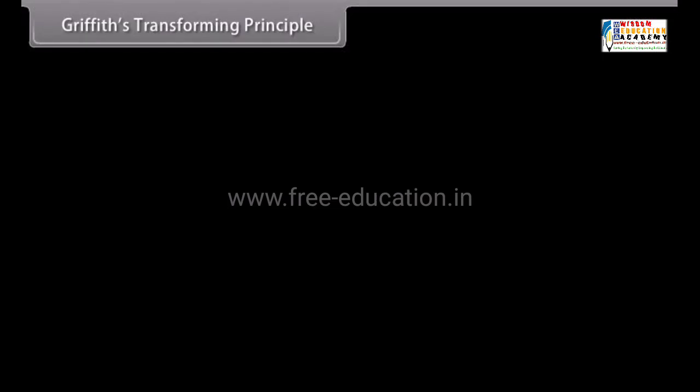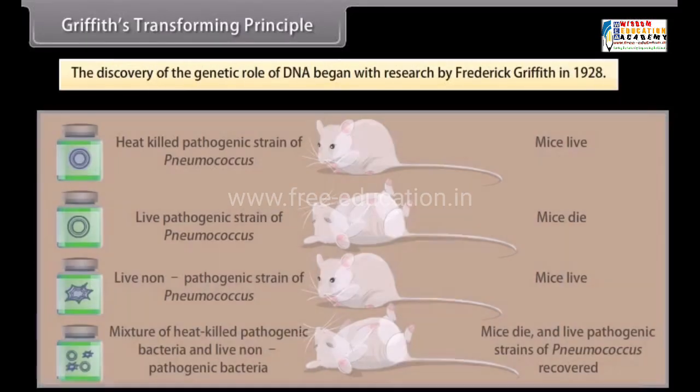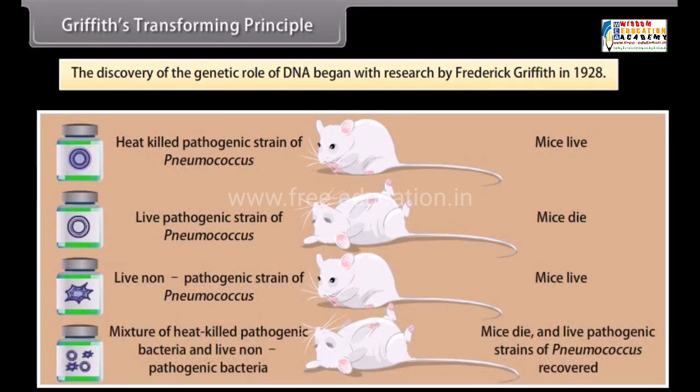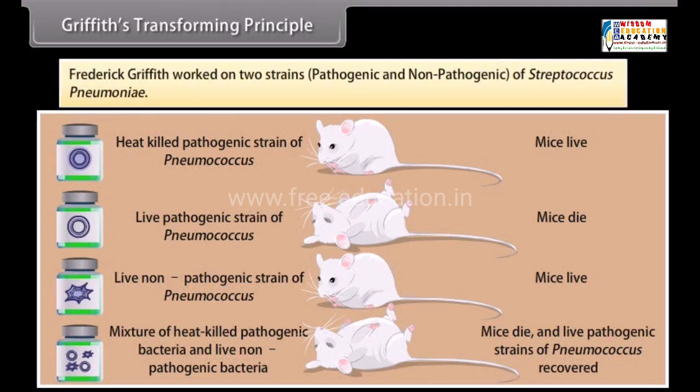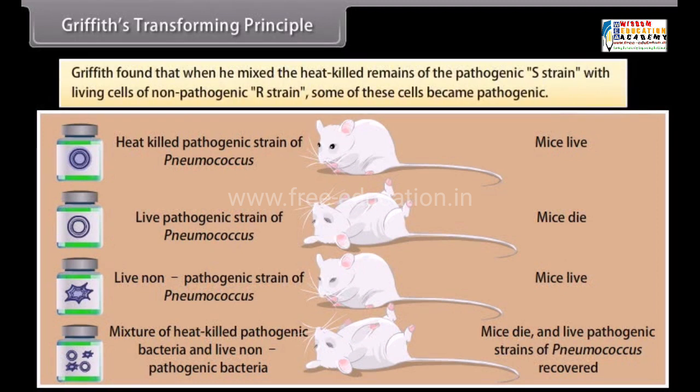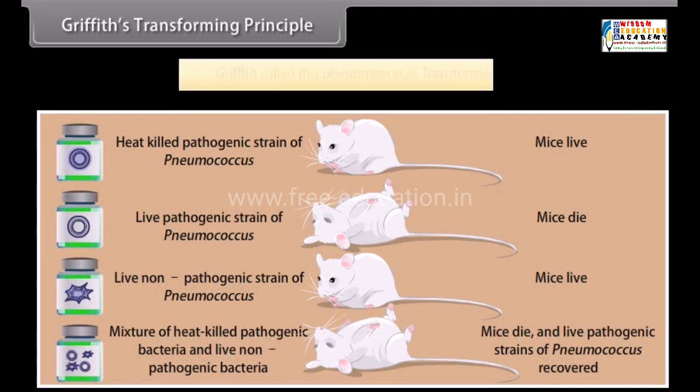Griffith's transforming principle. The discovery of the genetic role of DNA began with research by Frederick Griffith in 1928. Frederick Griffith worked on 2 strains, pathogenic and non-pathogenic, of Streptococcus pneumoniae. Griffith found that when he mixed the heat-killed remains of the pathogenic S strain with living cells of the non-pathogenic R strain, some of these cells became pathogenic. Griffith called this phenomenon transformation.